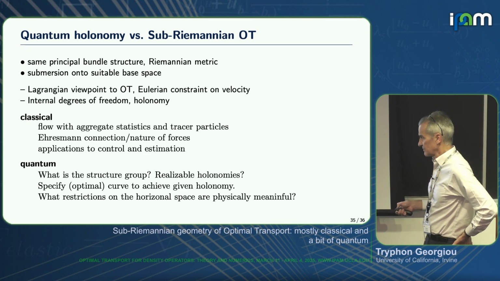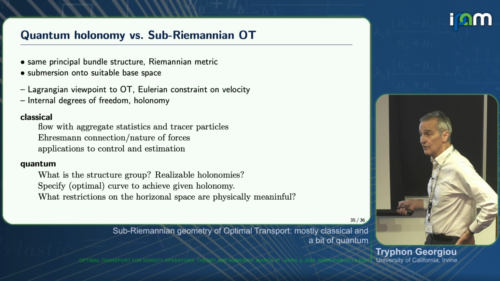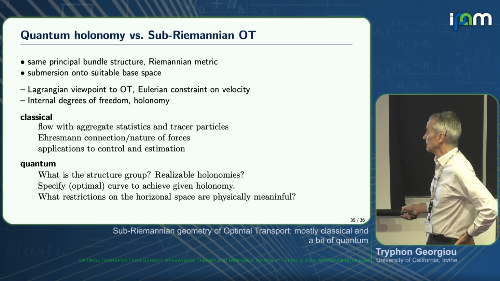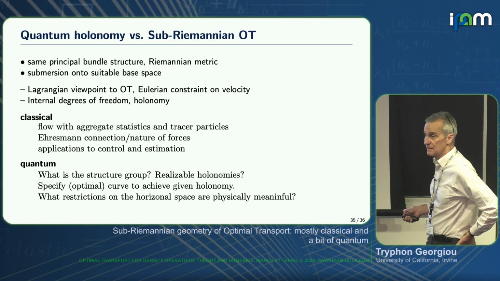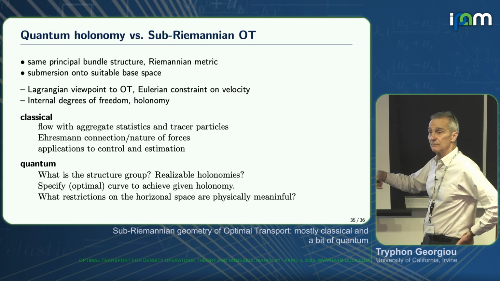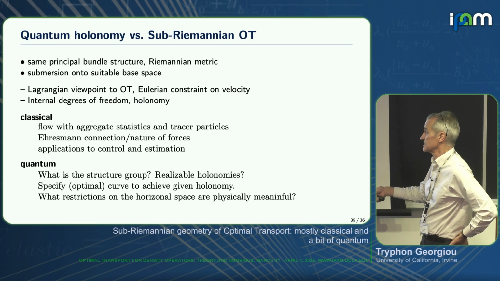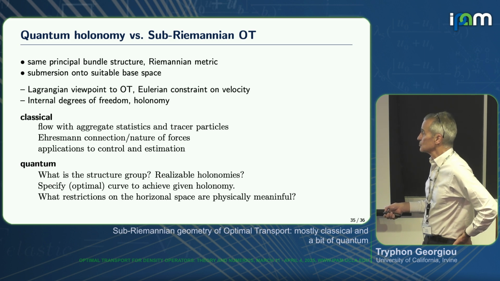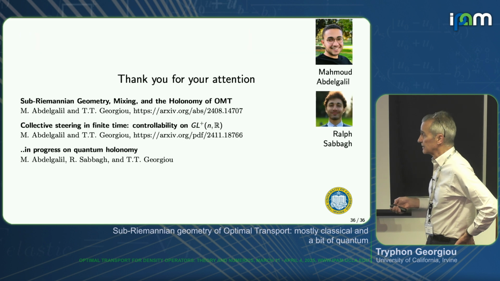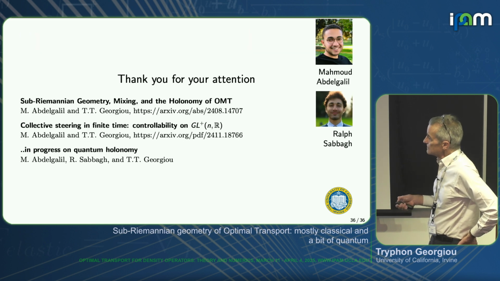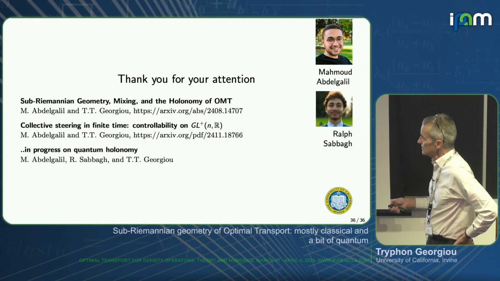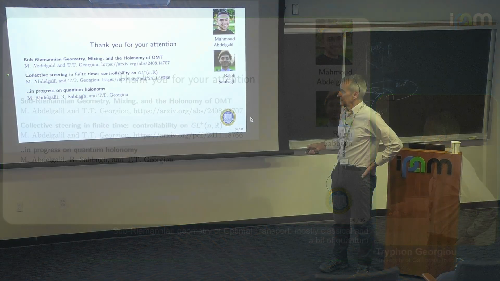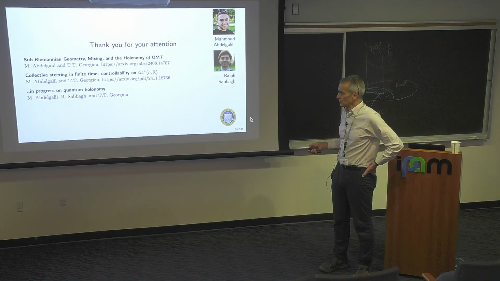For the quantum, there are several things we're currently exploring. What is exactly the structure group? Can you realize all the holonomies? What are physically meaningful horizontal spaces? We can just play the game exactly mathematically and say a few things, but again, the connection to physics is very important. And can you specify optimal curves to get a certain holonomy? Some of this work appears here, Sub-Riemannian structure of mixing and holonomy, and collective steering on GLN. And there is some more in progress with Mahmoud and Ralph.